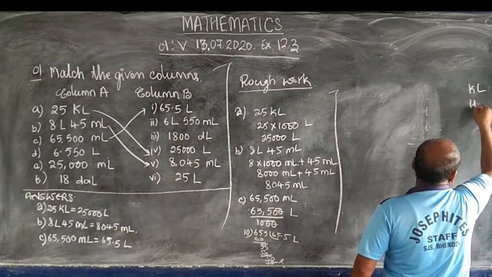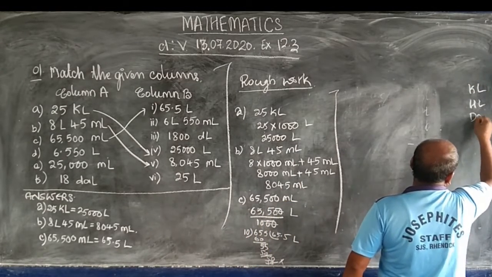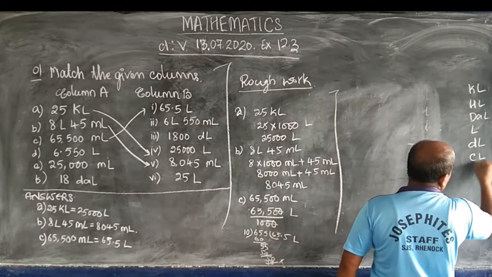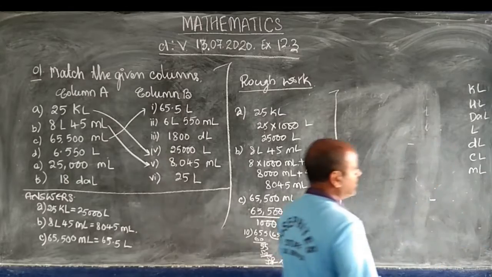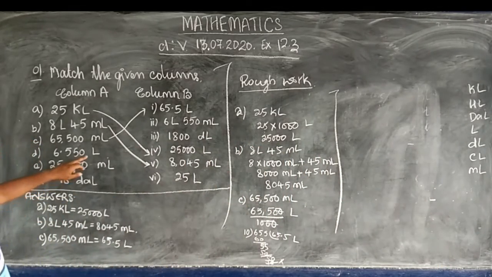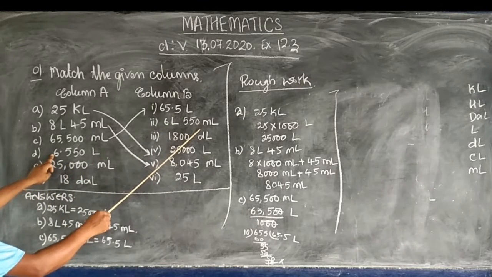Kiloliter, hectoliter, decaliter, liter, deciliter, centiliter and milliliter. Now number 4. 3 we have solved, the remaining 3 we are going to do now. 6.550 liter. 6.550 liter can be converted to milliliter. It looks the same. 6.550 is there.